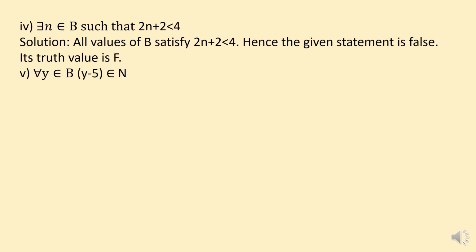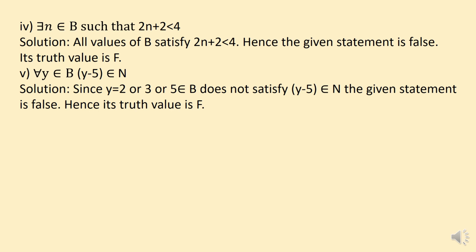The next sum, for all y belongs to B, y minus 5 belongs to N. Now, here we observe that for values of B such as 2, 3 or 5, when we apply the given condition, that is 2 minus 5, 3 minus 5 or 5 minus 5, the answer that we get is not a natural number. Thus the given statement is false. Hence the truth value of the given statement is F.